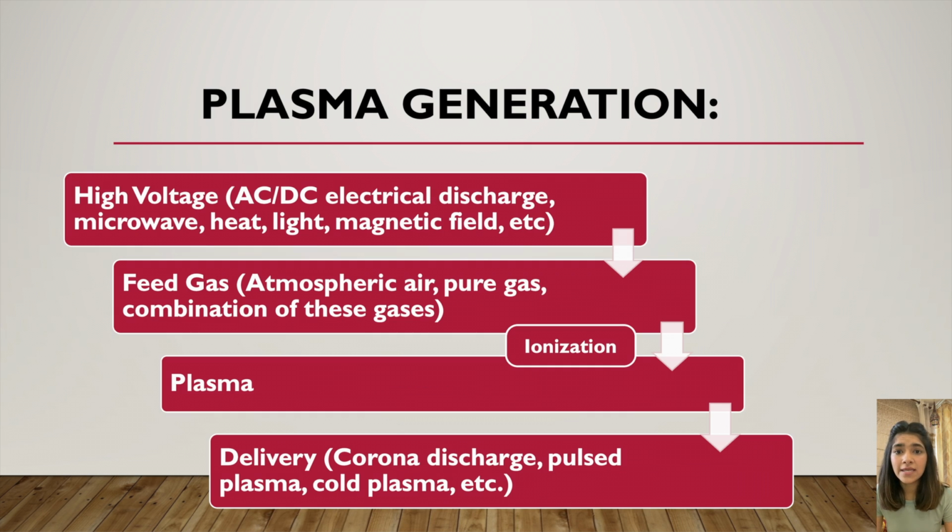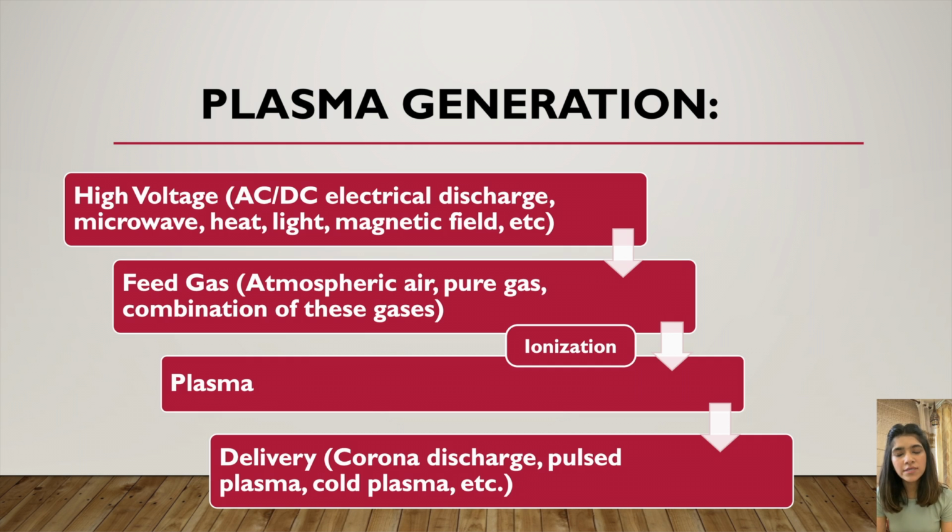Next, we will study about plasma generation. Now, in case of plasma generation, high voltage, which can be AC, DC, electrical charge, microwave, heat, light, magnetic field, it can be any of these. High voltage is applied to feed gas. Now here feed gas is very important. Now feed gas can be atmospheric air, pure gas, or a combination of these gases.